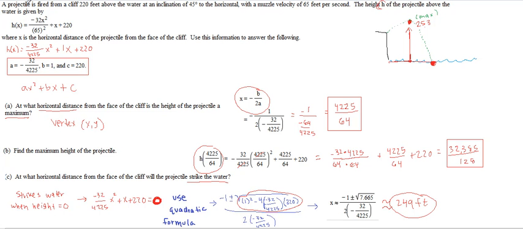Okay, a projectile is fired from a cliff 220 feet above the water at an inclination of 45 degrees to the horizontal with a muzzle velocity of 65 feet per second. The height h of the projectile, so whenever you see an h, you should think it's the height of the projectile above the water, and it's given by this formula.